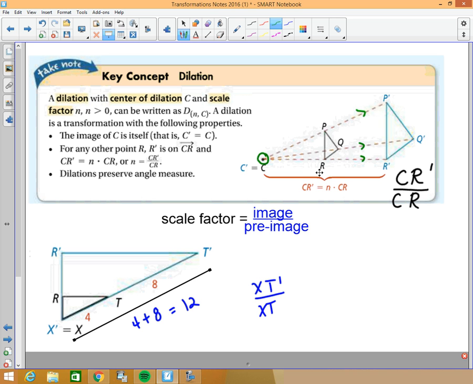So in order to get our scale factor, we would use image, right, which is this one, the after, over pre-image.